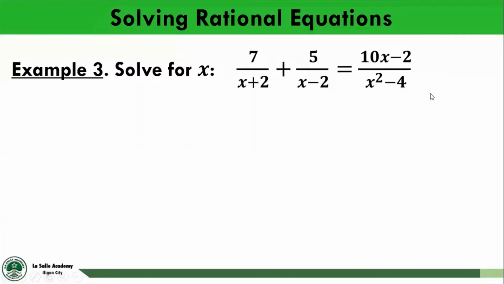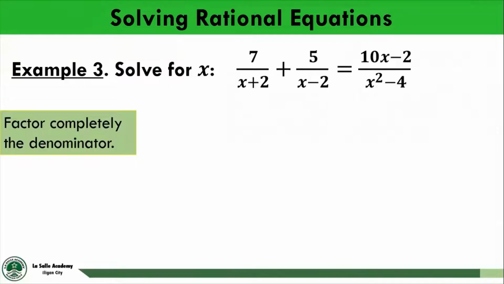So let's proceed to our third and last example. Solve for x in the given rational equation: 7 over x plus 2 plus 5 over x minus 2 is equal to 10x minus 2 over x squared minus 4. Our first procedure is to factor completely the denominator. Based on our equation, x plus 2 and x minus 2 are already factored. x squared minus 4 can still be factored, so we have the factors x plus 2 times the quantity x minus 2.